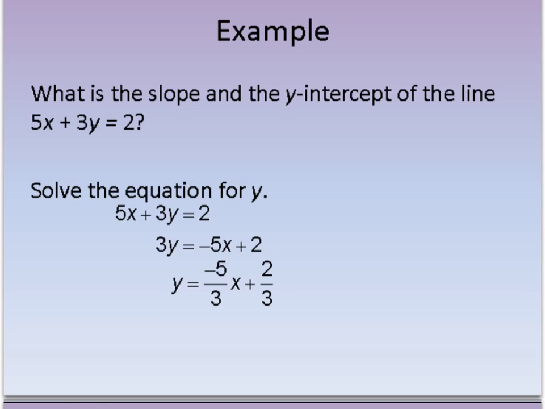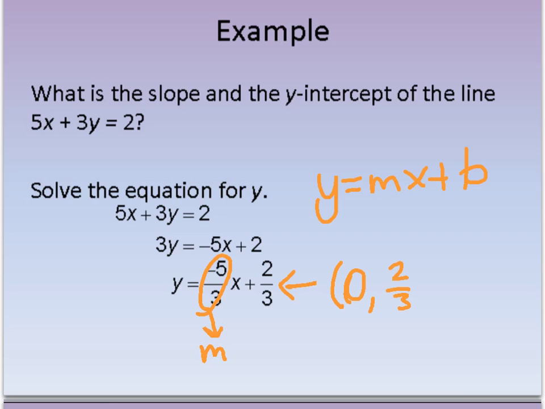So if I'm given an equation in which I want to know the slope and y-intercept, I first need to solve that equation for y so that I can get it into slope-intercept form, y equals mx plus b. And so here, we've solved this equation for y by moving the 5, subtracting it to the other side, and dividing by 3. Therefore, my slope is negative 5 over 3, and my y-intercept is (0, 2/3).